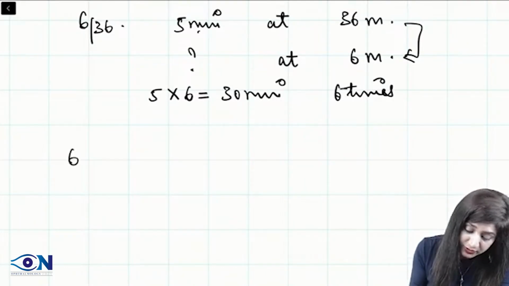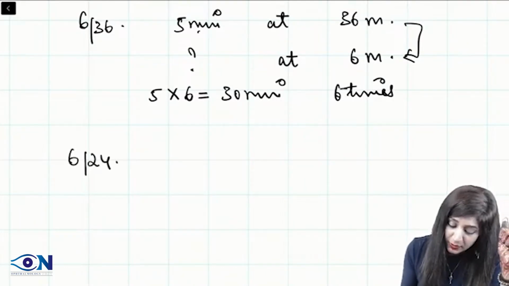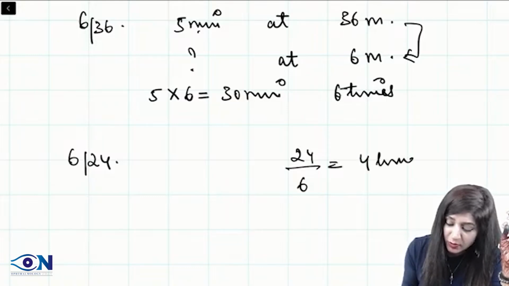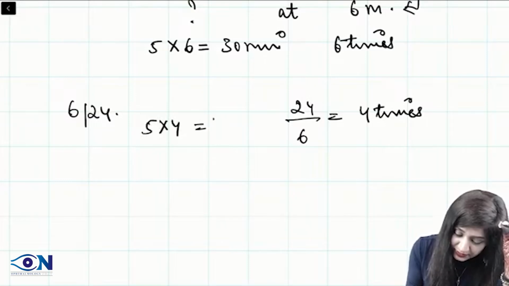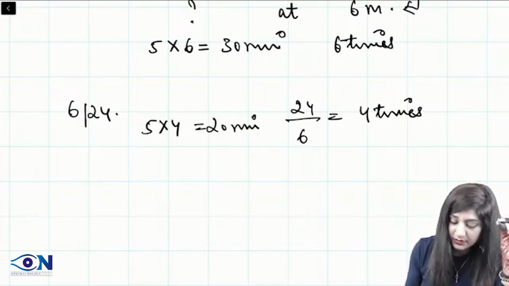Similarly, we can do it for 6 by 24 also, because here we are going from 24 to 6. So this is 4 times, because we are going closer by 4 times. So 5 into 4, this will give me 20 minutes.